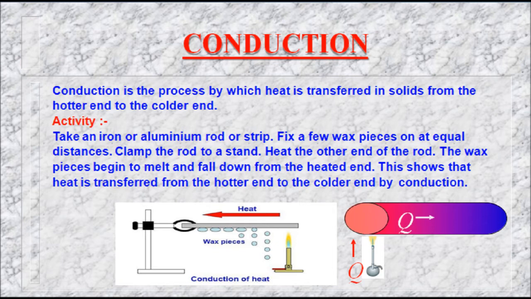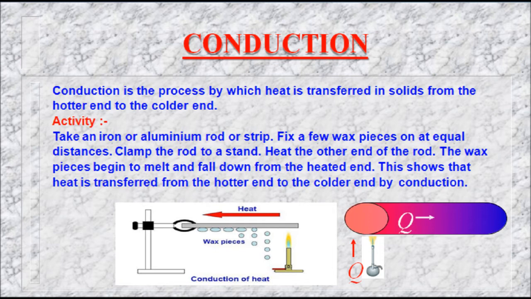The nails start to fall as the wax that stuck them to the rod melts. The nail nearest to the flame falls down first, followed by the one next to it, and so on. The nail at the other end of the rod is the last one to fall. What inference are we getting? The heat from the flame is traveling along the rod from one end to the other.